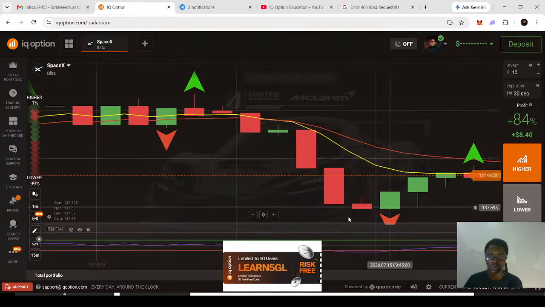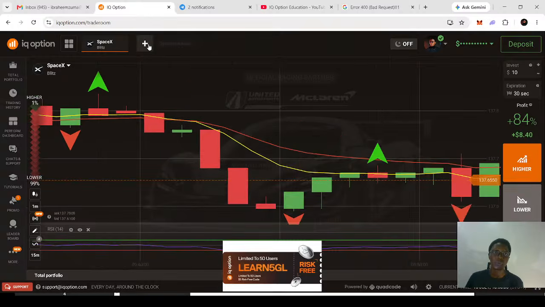Now that we have the indicators applied, the next thing we're going to do is add more assets that we can trade with, so that we can have different options. It's a matter of opportunity. Opportunity might appear here and might not appear in another asset, so it's a good thing to have different options.